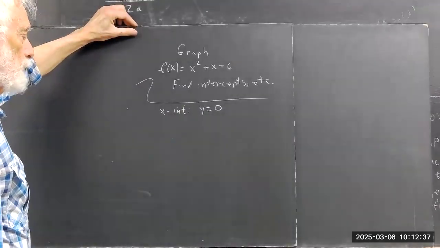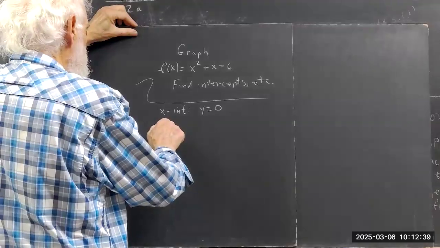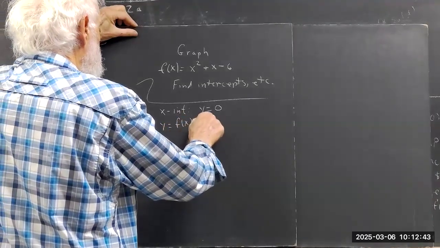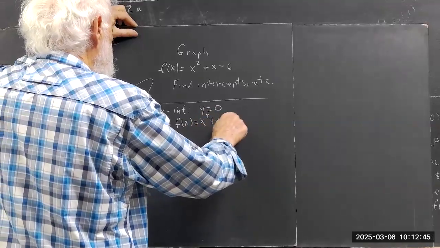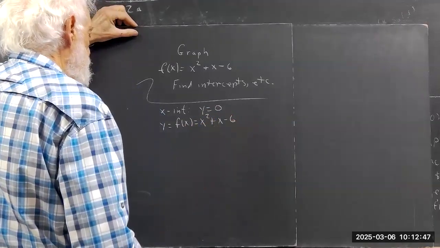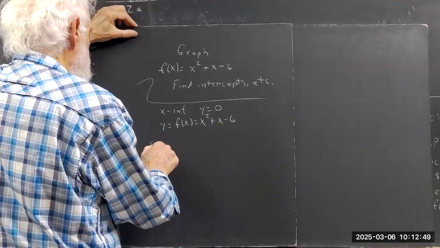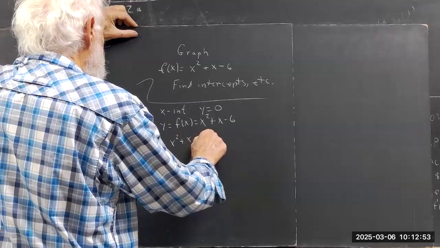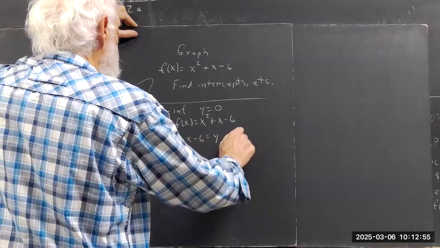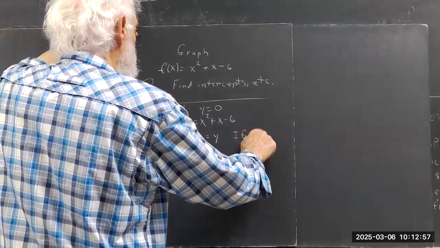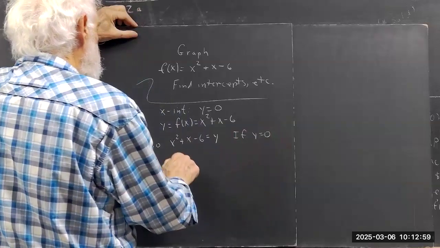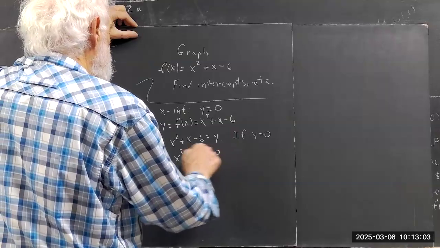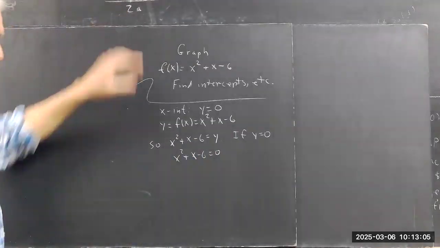To find the x-intercept, y equals 0. Well, y equals f of x equals x squared plus x minus 6. So x squared plus x minus 6 equals y. If y equals 0, that gives us x squared plus x minus 6 equals 0. Okay?